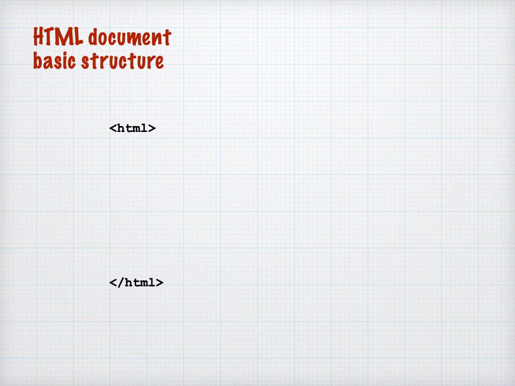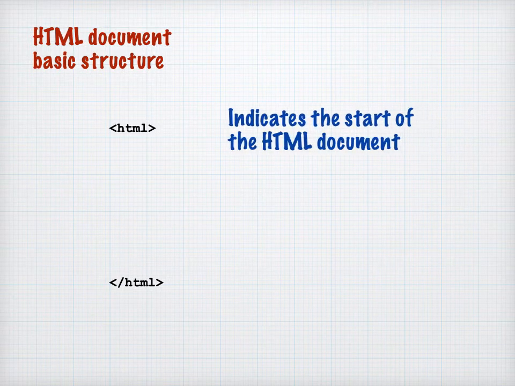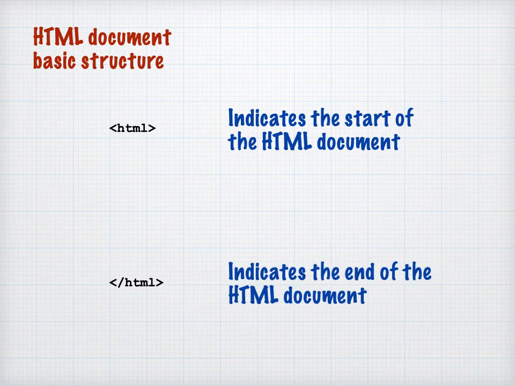So an HTML document has an HTML opening tag and an HTML closing tag, and you can see the closing tag is at the bottom because it's got a / in it. And what that does is indicate to the browser, which is going to be processing this text file, where the start of the document is, and obviously where the end of the document is, the start of the HTML and the end of the HTML.